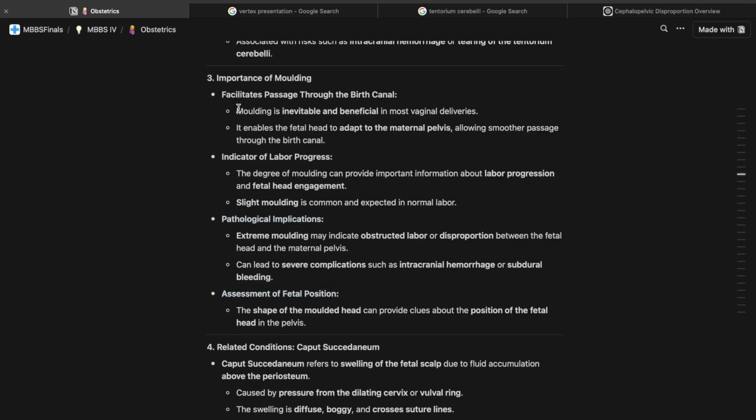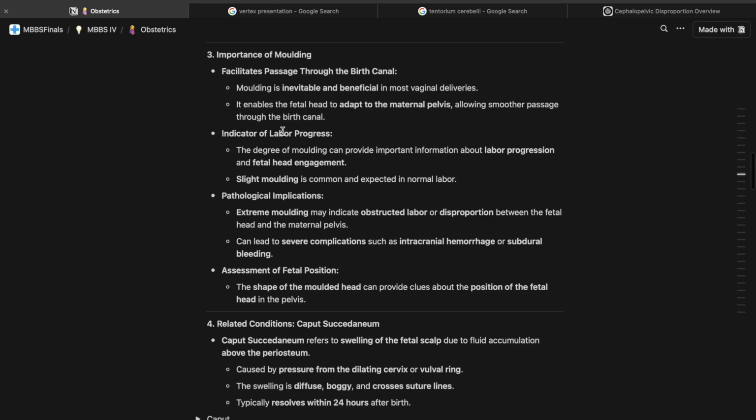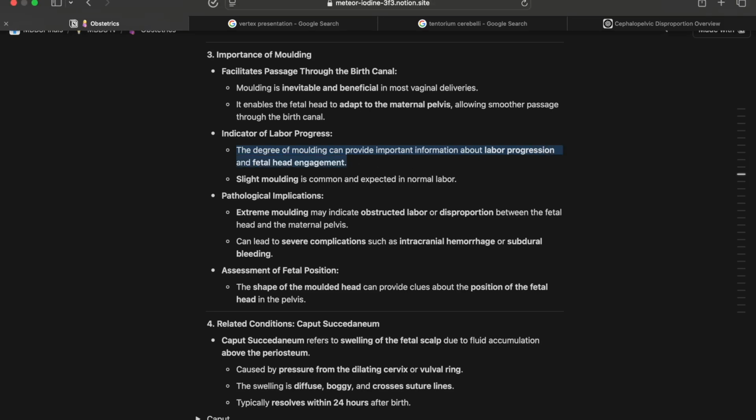First one, molding is inevitable and beneficial in most vaginal deliveries. This one made sense. Yes, it enables the fetal head to adapt to the maternal pelvis, allowing smooth passage through the birth canal. Yes, this also makes sense because that is the main importance of that. Indicator of labor progress. The degree of molding can provide important information about labor progression and fetal head.